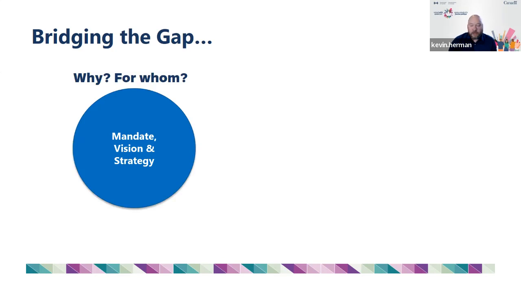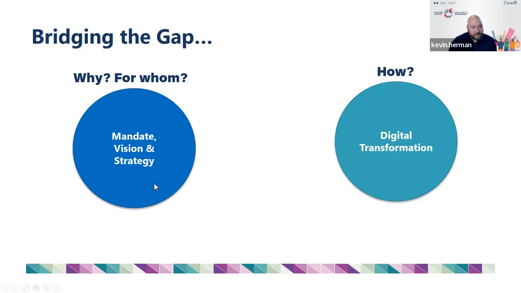So we'll talk a little bit about how we're going to bridge the gap that we have between our strategy and the execution, or our transformation, that we're looking for. So we always start with our mandate, our vision, our strategy. Again, why do we exist? And for whom do we exist? And where do we want to be in the future?